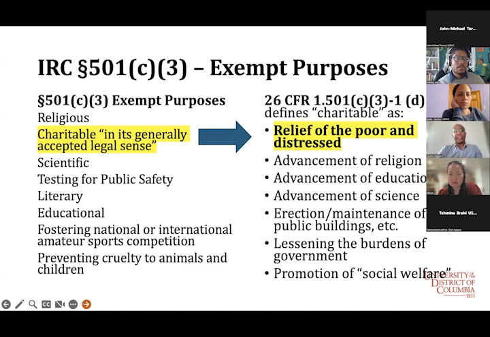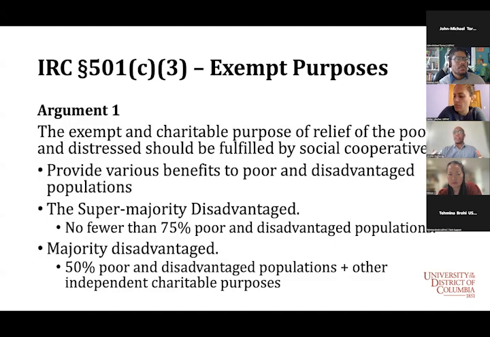So when we think about exempt purposes, again, 501c3 has all of these exempt purposes. I focus on the exempt purpose of charitable, because under that falls the relief of the poor and distressed, which is particularly linked to the class of people that are served by a particular organization, right? And I think that class of people is important. And so then comes my first argument, that a social cooperative should essentially fulfill the exempt and charitable purpose of relief of the poor.